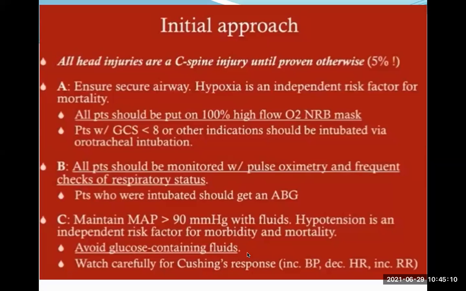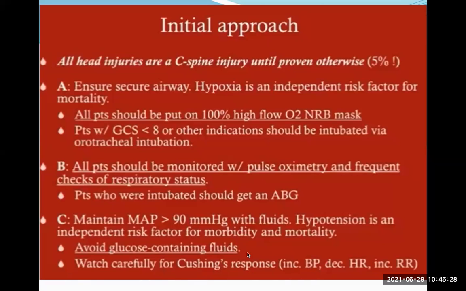Yes, sir. Basically, sir, the glucose containing fluids, let's say they are absorbed intracellularly. So that's why we avoid the glucose containing fluids, sir. Okay. Yes. I want to hear some more answers also. Anybody else?